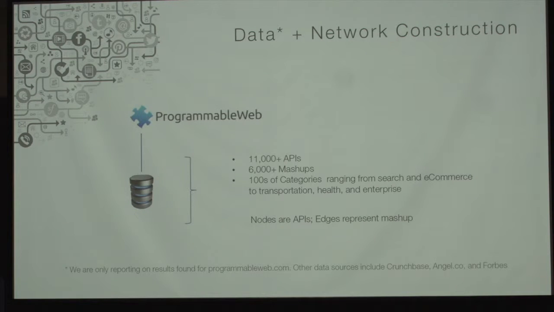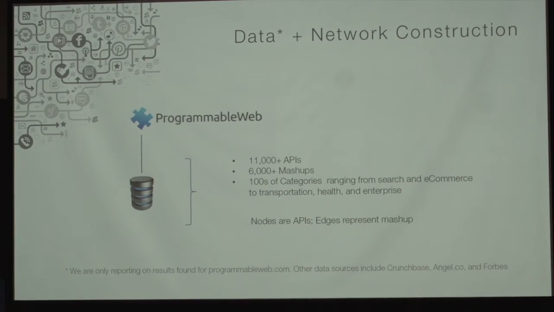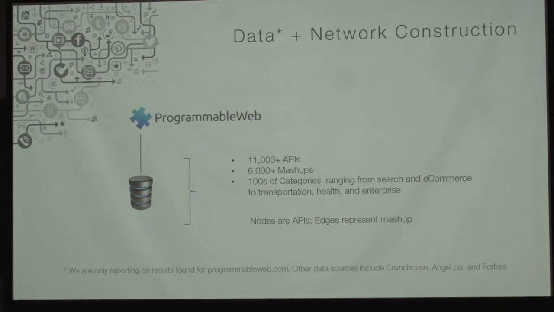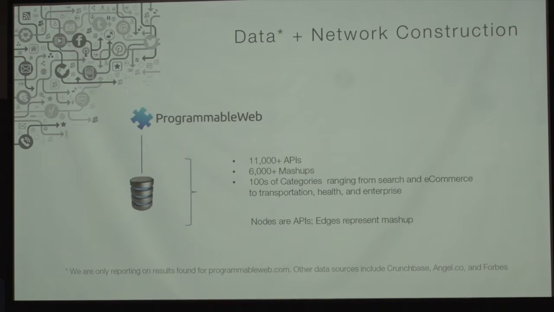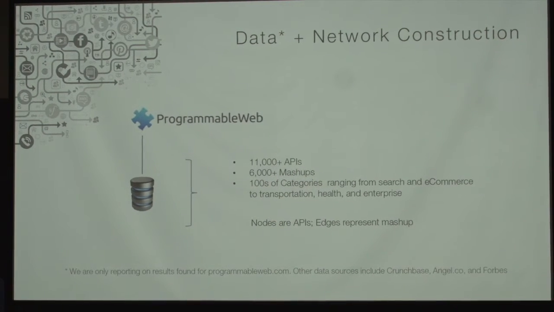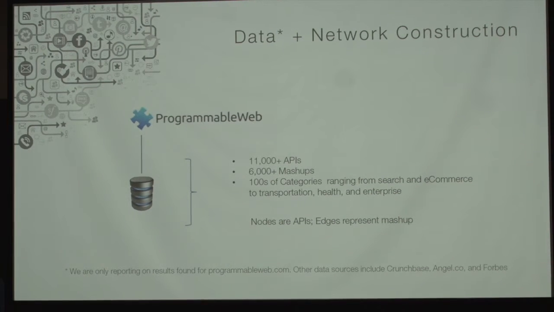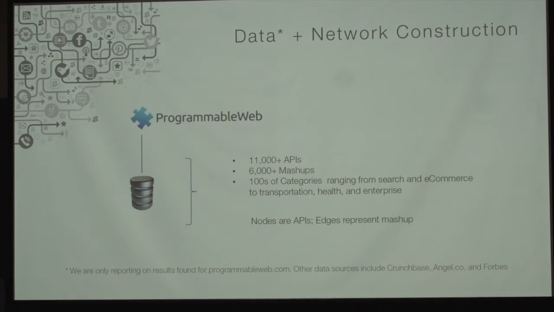A mashup is when you combine APIs together. And they range from all kinds of categories. They range from search and e-commerce to transportation, health, and enterprise. And so we meshed that data together with Crunchbase data as well, which had company and investment information as well. And we mapped that particular ecosystem. And so these are some of the results that we had.